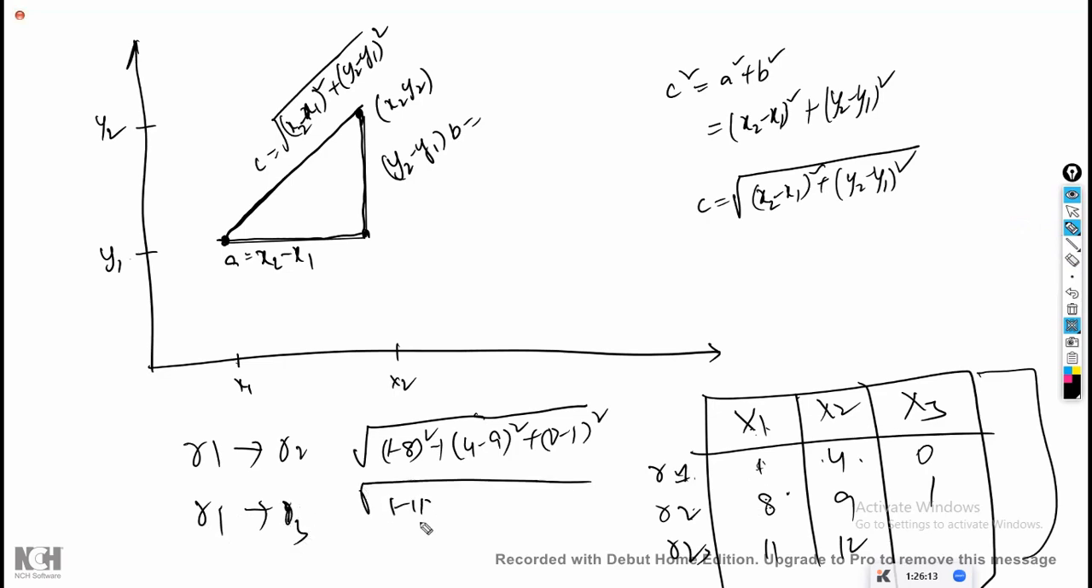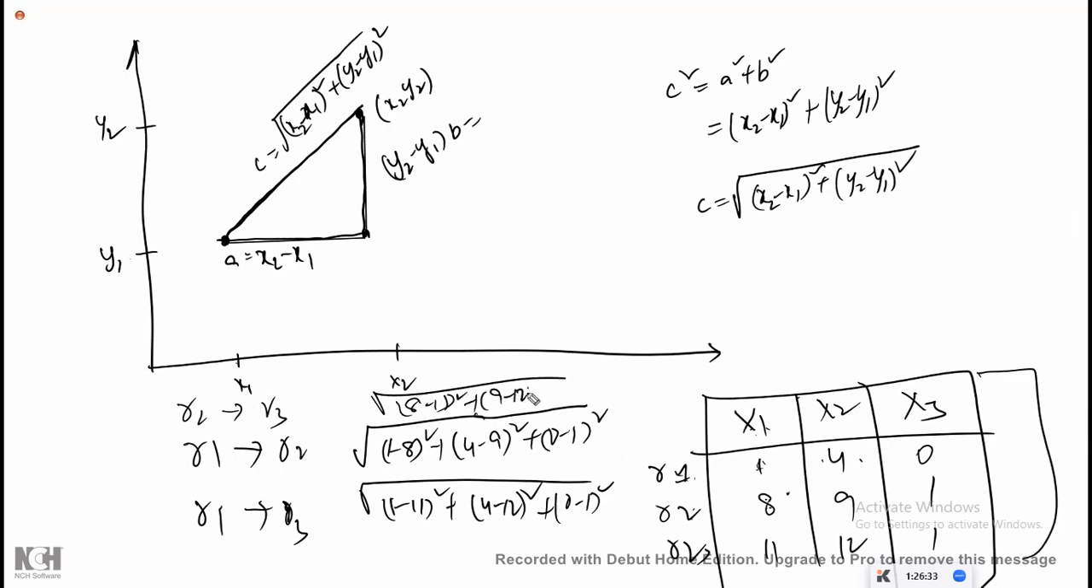Square root of (1 minus 11) whole square plus (4 minus 12) whole square plus, for example, like this I'm having (0 minus 1) whole square. Now, what is the distance between record 2 and record 3? Square root of (8 minus 11) whole square plus (9 minus 12) whole square plus (1 minus 1) whole square. Now, out of these three, tell me which distance is low? Record 2 and record 3 distance is low, means they are close to each other. Simple. Like this, we are going to calculate the distances.